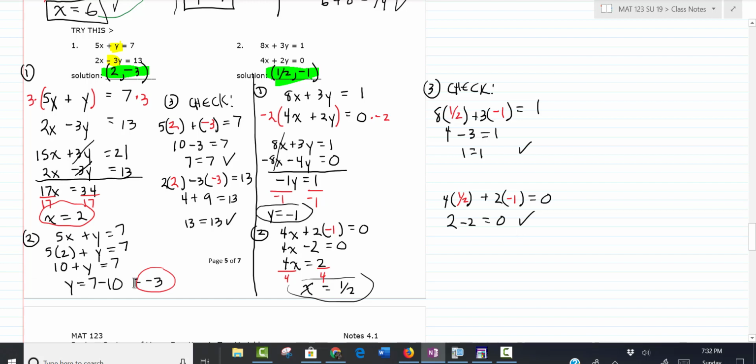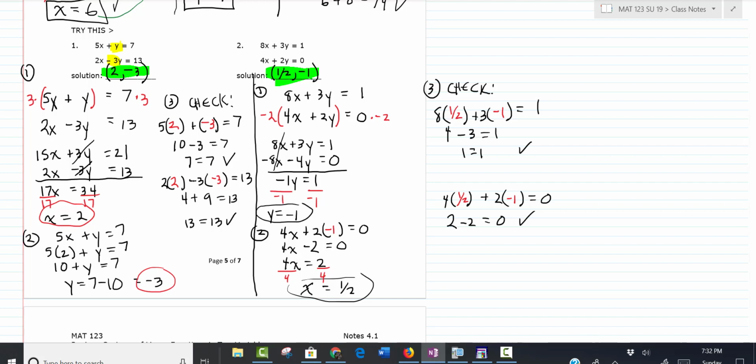Okay, for checking, again, you have to check that it worked in both. So the first equation is 5x plus y equals 7. So it'd be 5 times x plus the y value that we got equals 7. So that's 10 minus 3, that's 7. That works out. The second equation is 2x minus 3y is 13. Plug in x, plug in y, you get 4 plus 9. You got those two negatives, so it's 13. Okay, so that's how I went about doing that.